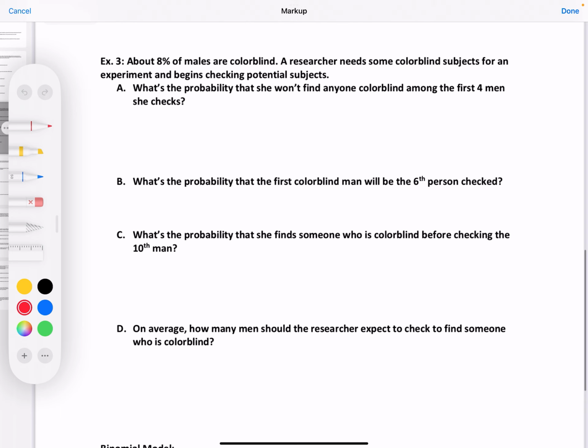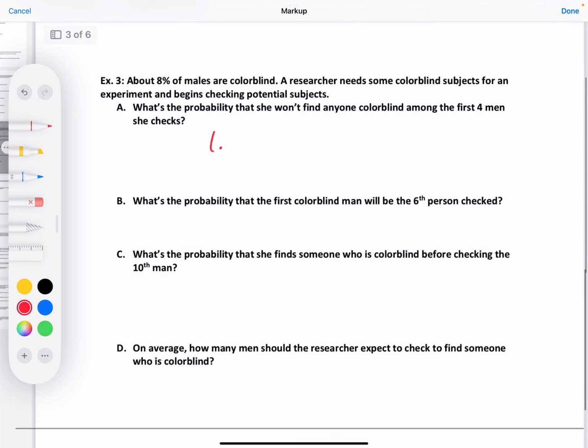Anyways, a researcher needs some colorblind subjects for an experiment and begins checking potential subjects. What's the probability that she won't find anyone colorblind among the first 4 men she checks? So a success is that they are colorblind, which would be 0.08. So no one is colorblind. We're using failure. So that would be 0.92 raised to the 4th. And I would just do that in your calculator. It's going to be easier than doing any of the other functions.